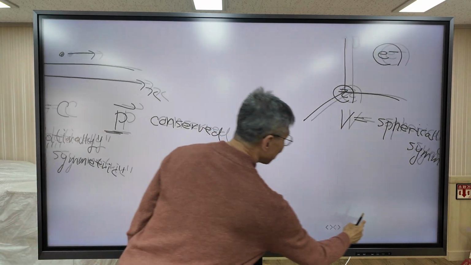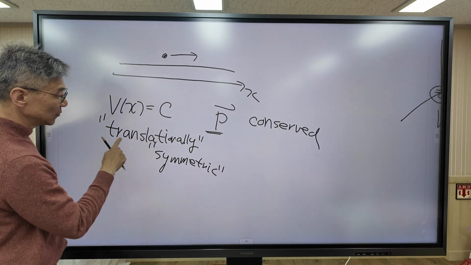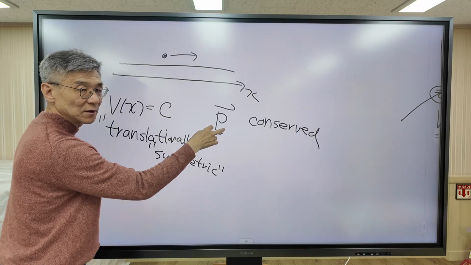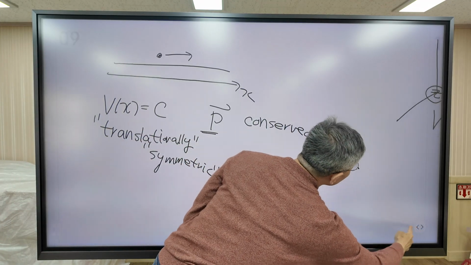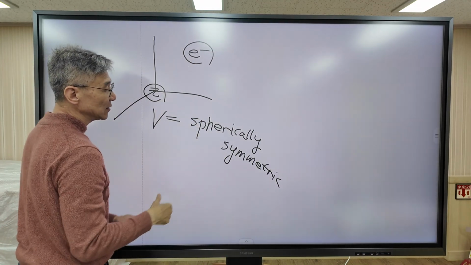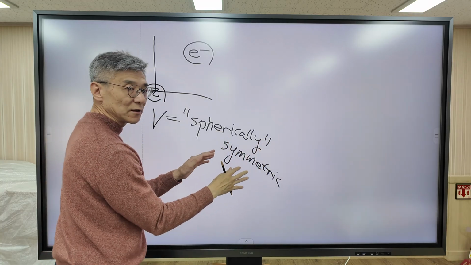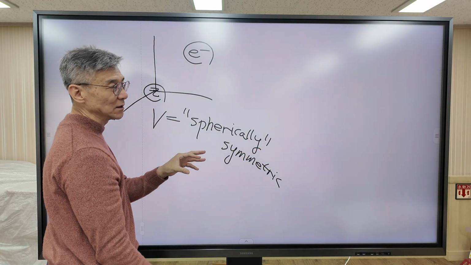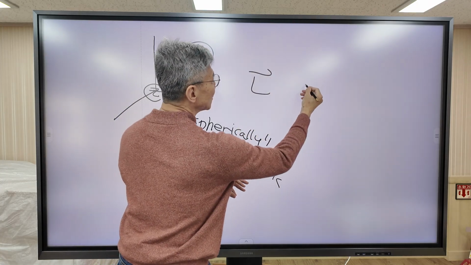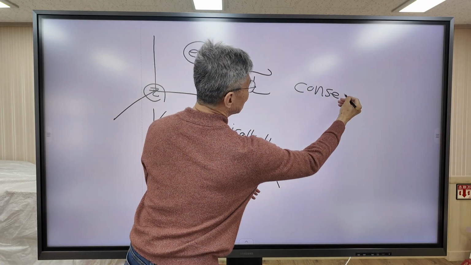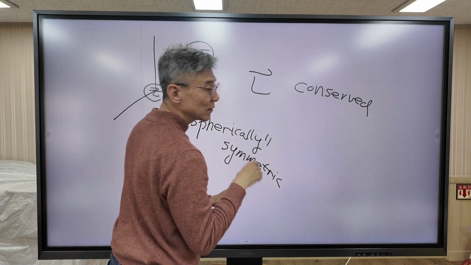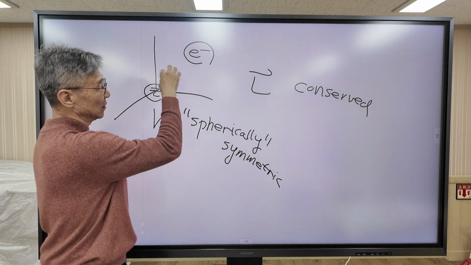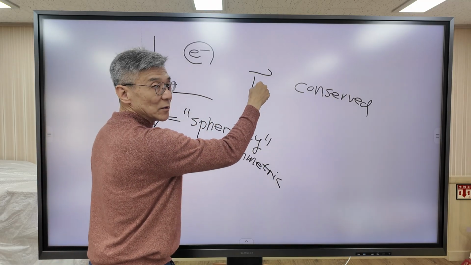Now, in this case, this particle is translationally symmetric, then linear momentum is conserved. But in an atom, the potential is spherically symmetric. Then what momentum is conserved? The answer is angular momentum is conserved. You can mathematically prove that when the potential is spherically symmetric, just like an atom, angular momentum is conserved.